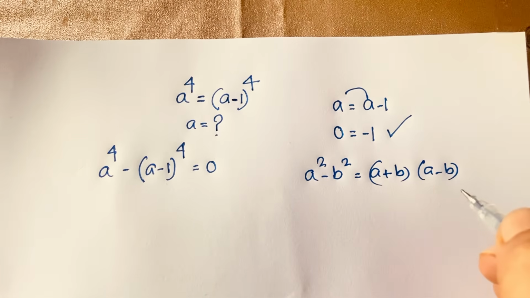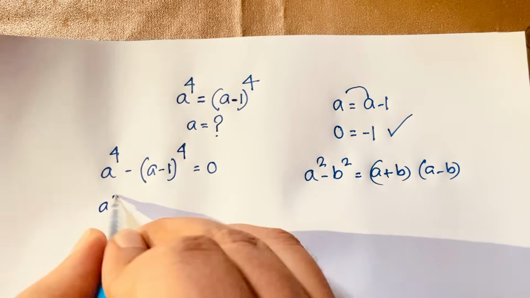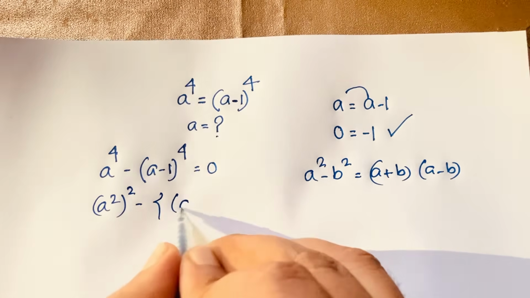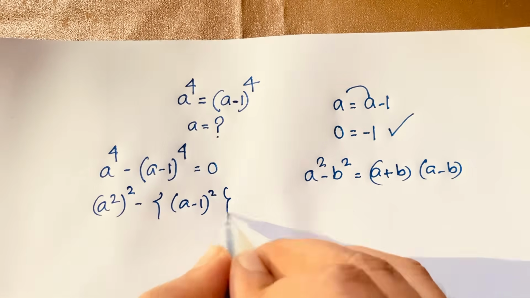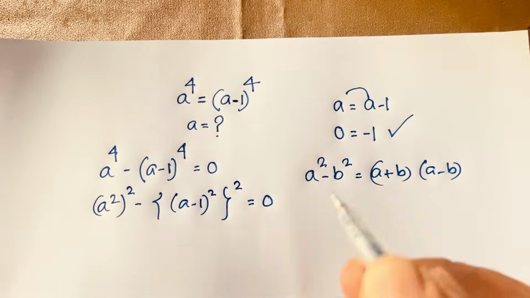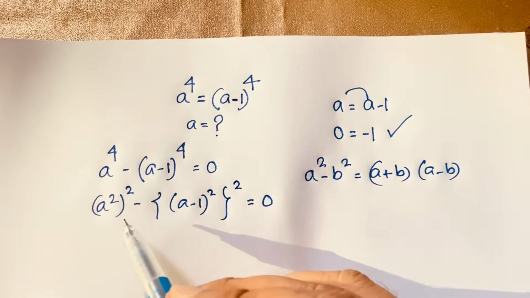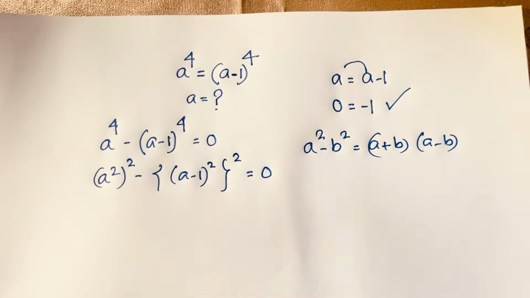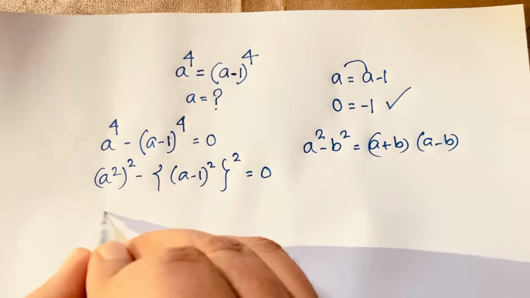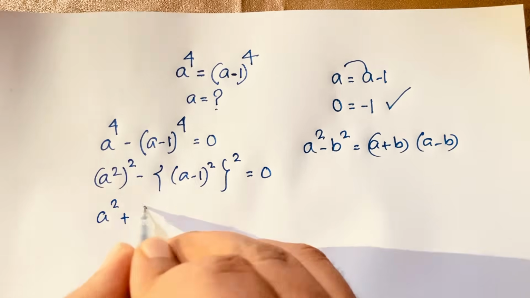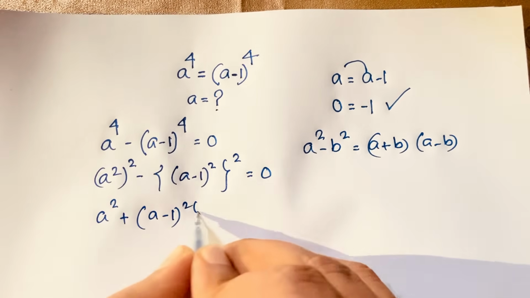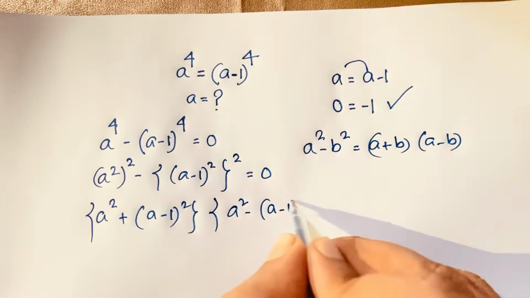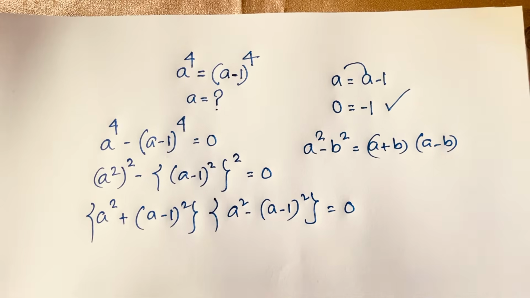If I apply this math formula here, it will be (a square) to the power 2 minus ((a minus 1) whole to the power 2) to the power 2 is equal to 0. Now you can see here a is equal to a square, b is equal to (a minus 1) whole square. So it will be a square minus b square. So we know that a square minus b square will be a plus b, and we know that it will be a minus b, so a minus b is equal to 0.